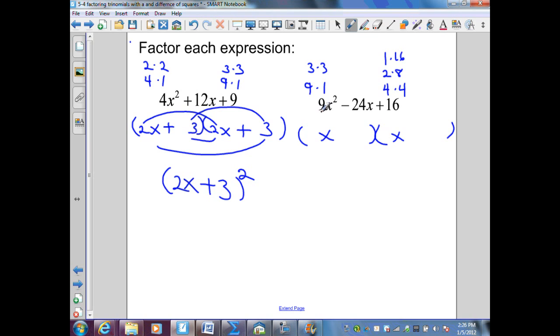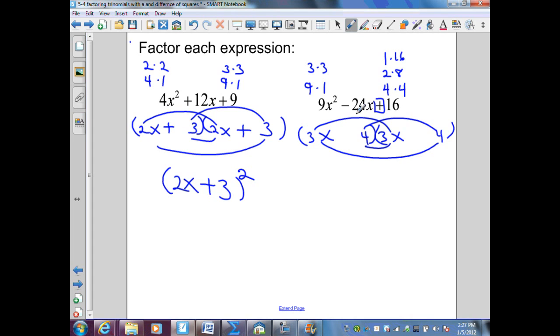And when we see a and c being perfect squares, I'm going to try the perfect squares first. 3 and 3. My first term generates the 9x squared. My last term is 4 and 4, which generates my 16. Again, I need to add to get my middle term because of the plus sign in front of my c. 12x for the inner term, 12x for the outer term. 12x plus 12x is 24x.